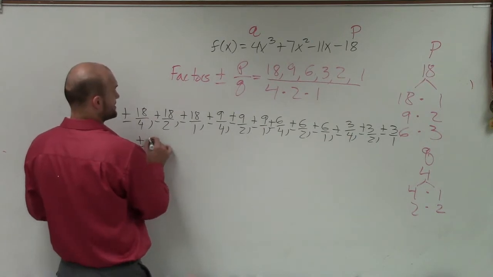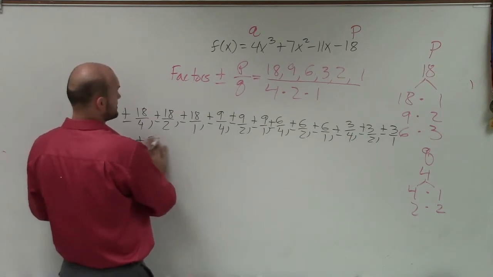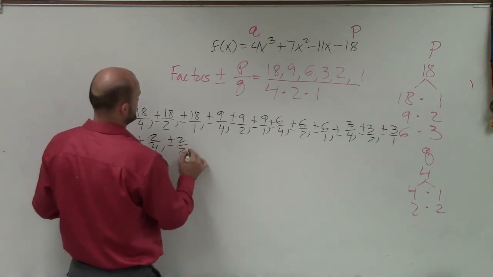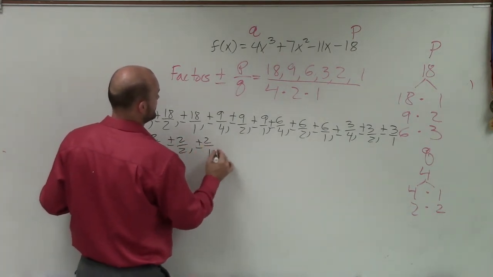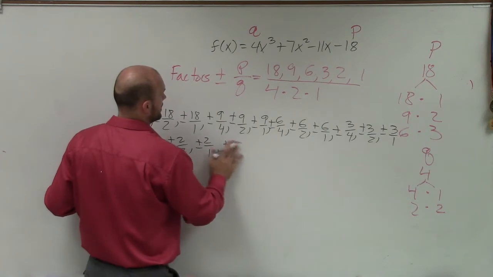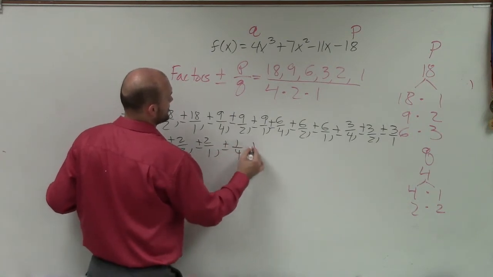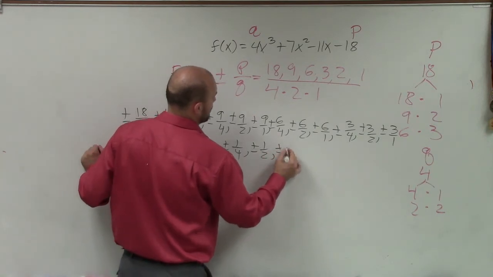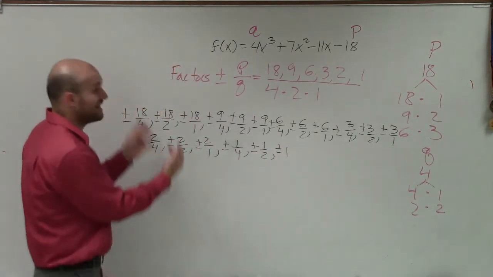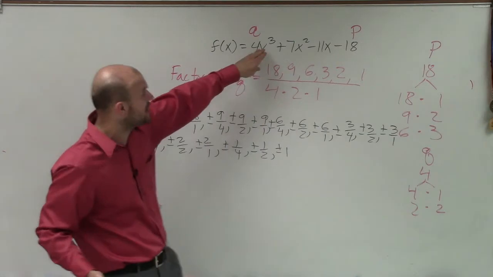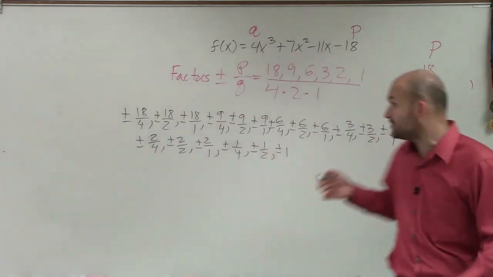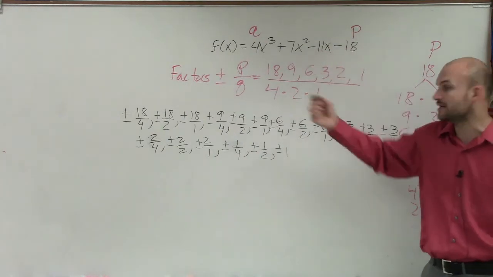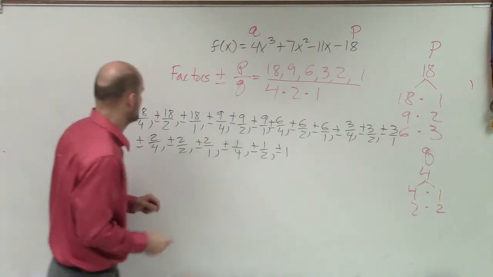So I'll do plus or minus, when I'm done with the 3's, 2 over 4, plus or minus 2 over 2, plus or minus 2 over 1, plus or minus 1 over 4, plus or minus 1 over 2, plus or minus 1. All right, so you can see there's a lot of possible rational zeros, but this is a polynomial that's only to the third degree, and we do not have that many zeros. And a lot of these are redundant, and we're going to take a look at them and see if we do have some redundancy.